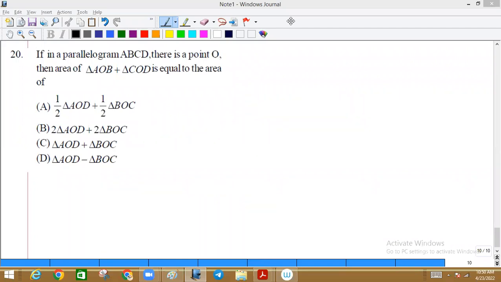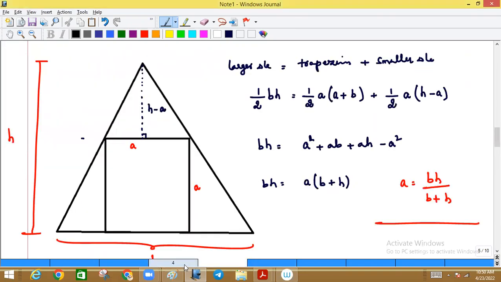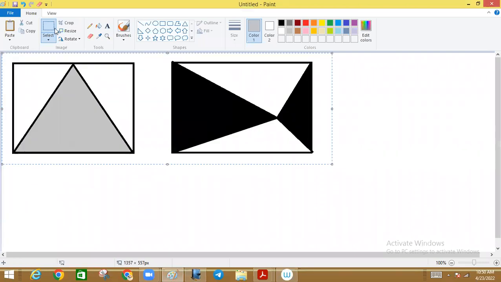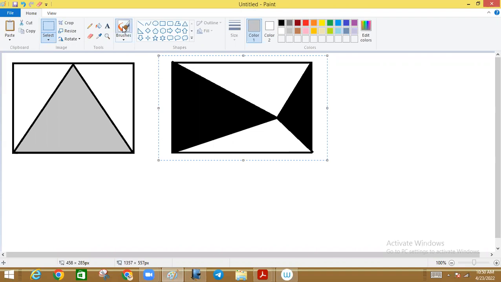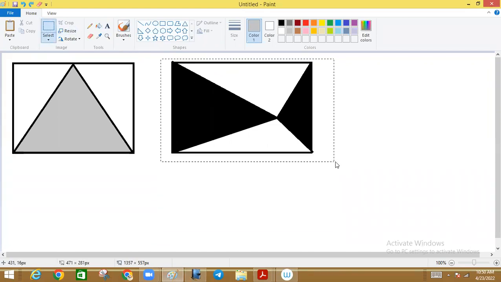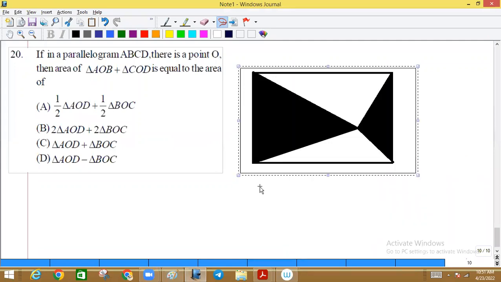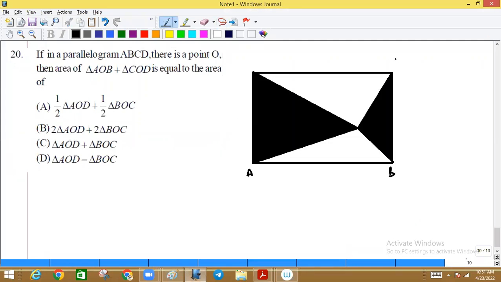In a parallelogram ABCD, there is a point O. Then the area of AOB plus COD is equal to the area of, if you look at this, only take this. There is a point inside, A, B, C, D. That point is O. So it's asking you AOB plus COD. If it is 1, 2, 3, 4, 1 plus 3 is equal to what? 2 plus 4, because shaded is equal to unshaded.